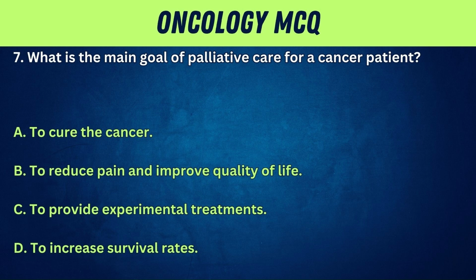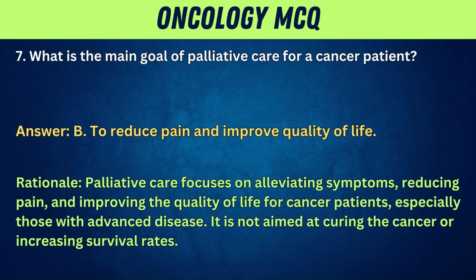7. What is the main goal of palliative care for a cancer patient? A. To cure the cancer. B. To reduce pain and improve quality of life. C. To provide experimental treatments. D. To increase survival rates. Answer: B. To reduce pain and improve quality of life. Rationale: palliative care focuses on alleviating symptoms, reducing pain, and improving the quality of life for cancer patients, especially those with advanced disease. It is not aimed at curing the cancer or increasing survival rates.